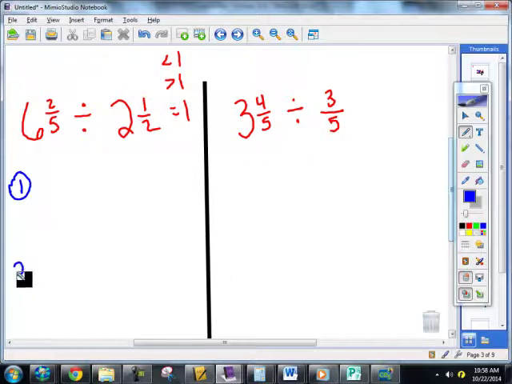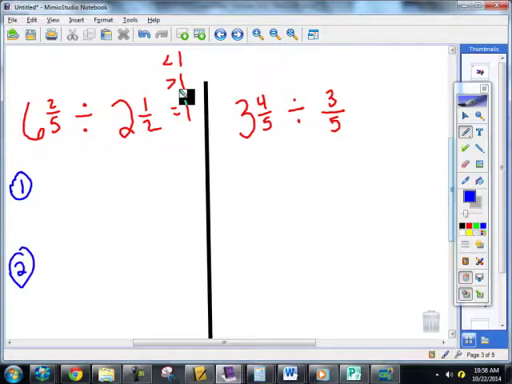Here, I'm going to go ahead and put my 2 steps down here. Okay? Let's go ahead and make a prediction like we talked about. How many groups of 2 1/2 are there in 6 2/5?